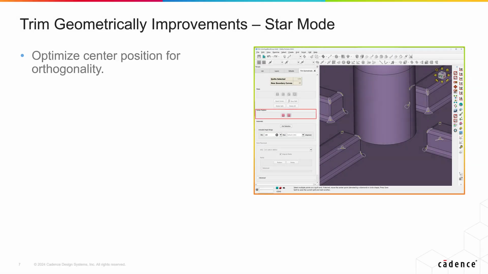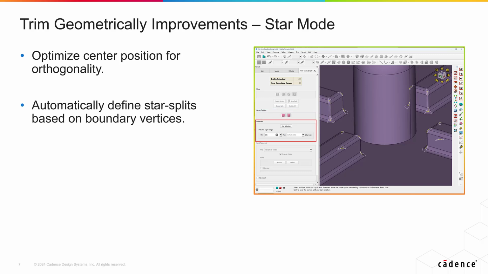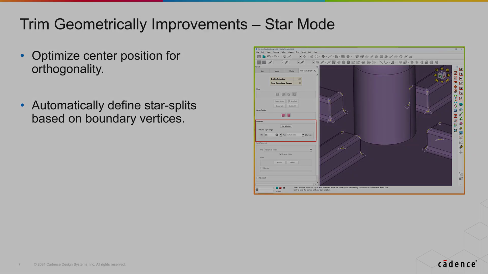We also have updates to star mode. There are 2 new frames. First, the center position frame, which allows you to choose how the center point is automatically positioned. Average places it at the geometric center of the selected points, just as it did before. The second option, though, orthogonal, optimizes the center position to be orthogonal to the boundary, which is useful if you need your splits to align with the feature edges on adjacent quilts. These options only affect the automatic placement of the center point. You can still move the center point manually to a location of your choosing. The second new frame is the automatic frame, and it provides a completely separate workflow within star mode to automatically define star splits based solely on their bounding vertices.